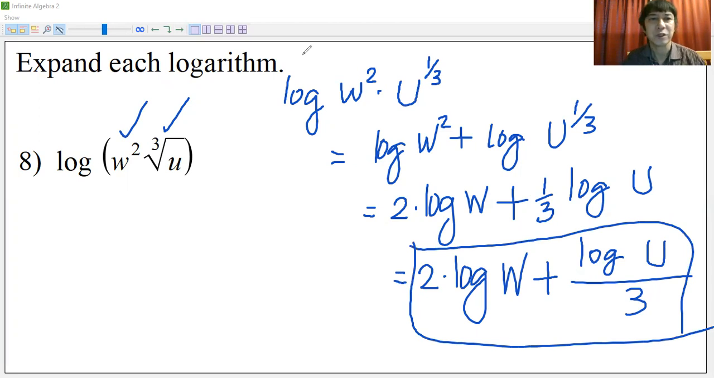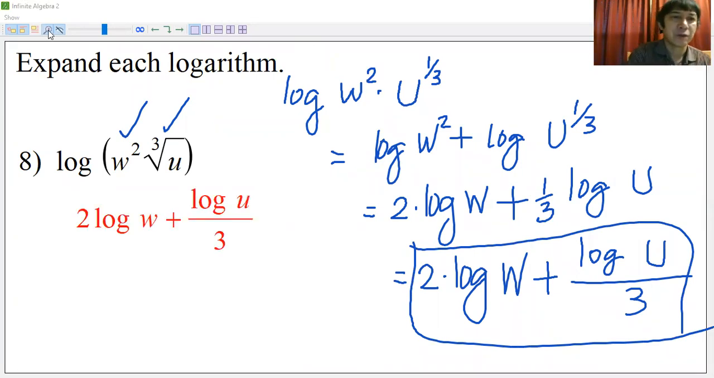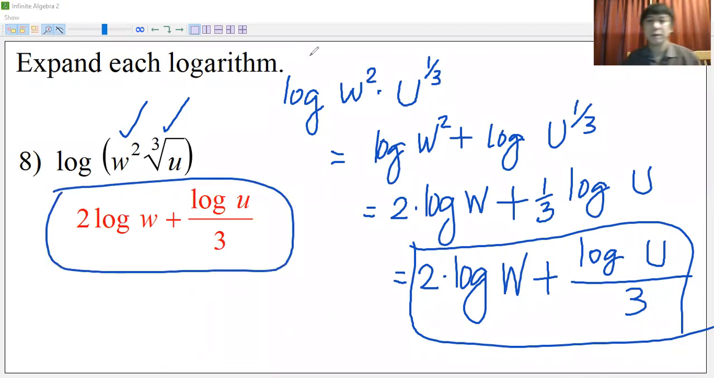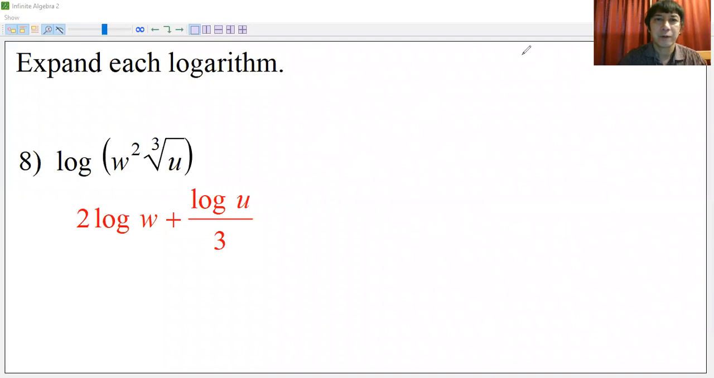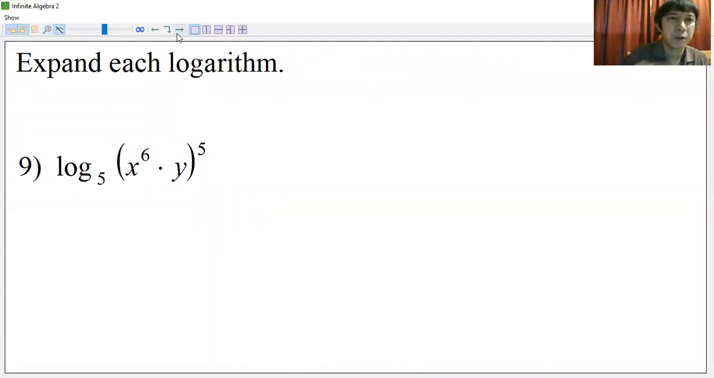Okay, and we shall see the equivalent of this there. You can see the answer right here. There. Okay, 2 times logarithm of w plus 1/3 of logarithm of u. That goes to our number 8. Let's continue with the next number, number 9. Okay, let's continue with number 9. All right, here's number 9.